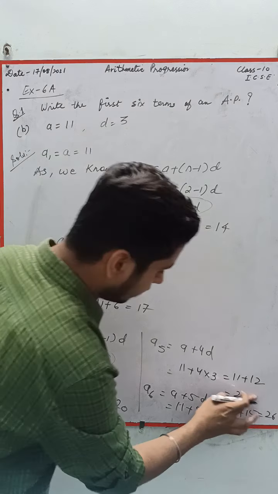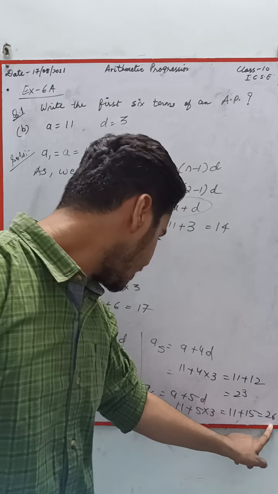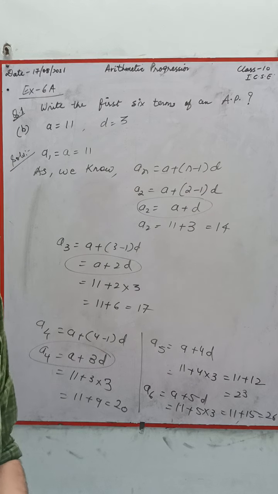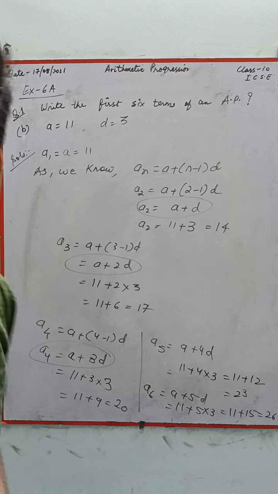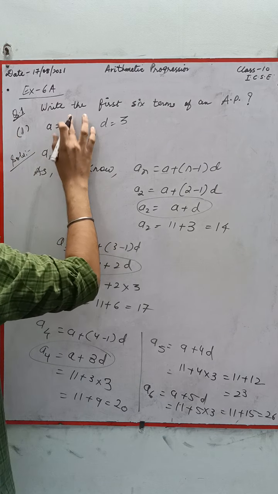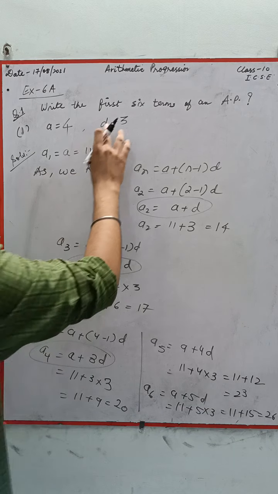Okay, so sorry, this will be 23. Okay, and this will be 26. Okay, so that is how you have to do the work. And the second thing they have given, I'm taking d1. a is 4 and d is 2 1 upon 3.